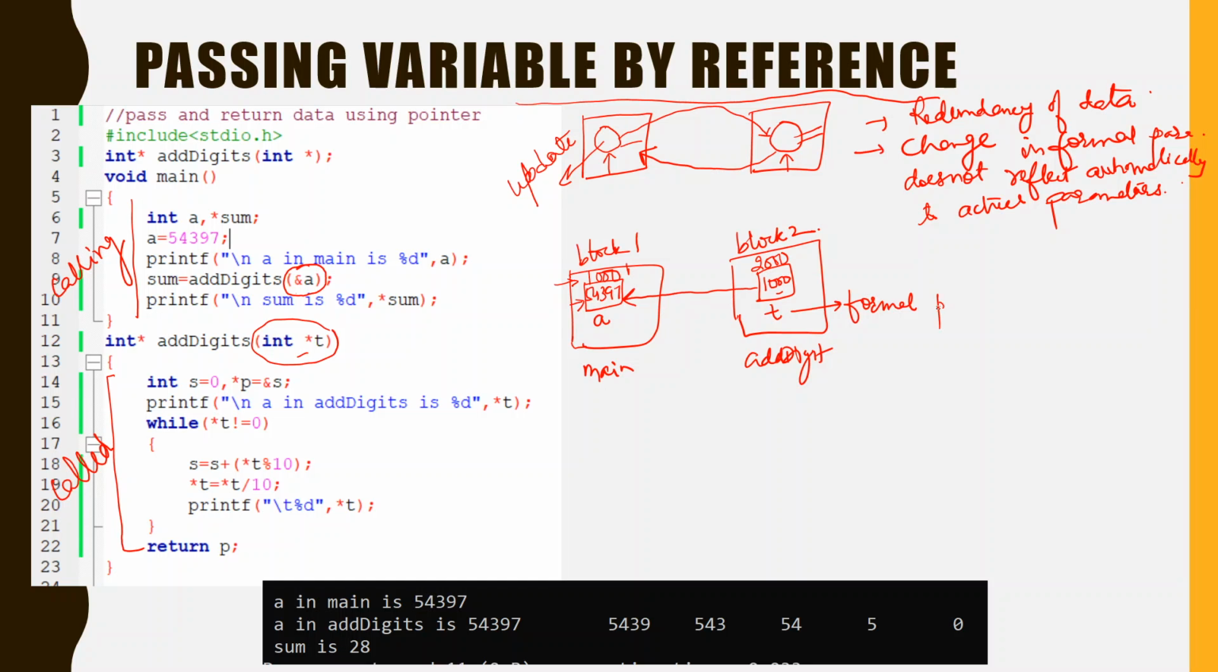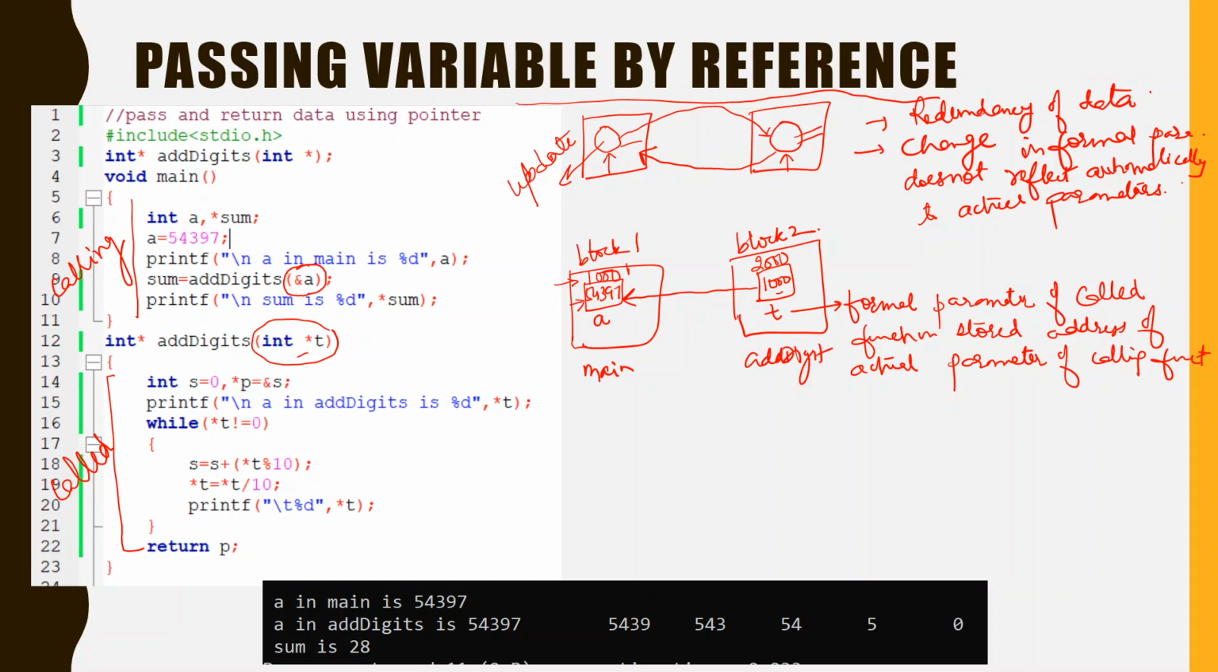So the formal parameter of the called function stores the address of the actual parameter of the calling function. Previously, the formal parameter of the called function stored the values of the actual parameter, a copy of the values of the actual parameter.